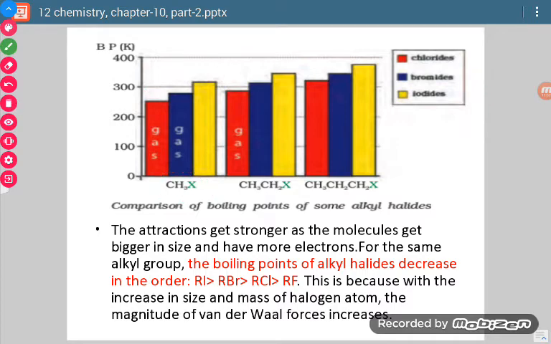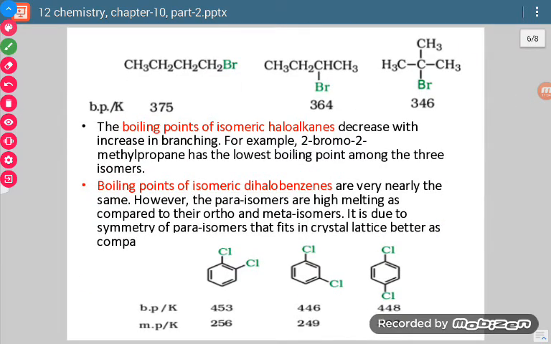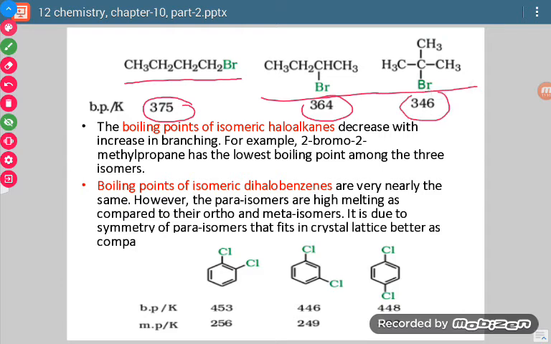Now see, these are three examples and we have taken their boiling point values also. In this case, the boiling point value is 375. In this case, it is 364. In this case, it is 346. So what is the difference between these three? These three are isomers. They have the same molecular formula. What is the formula?